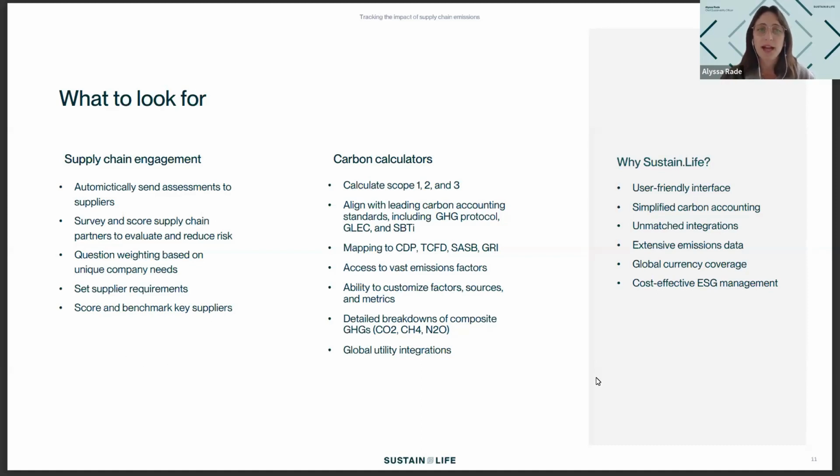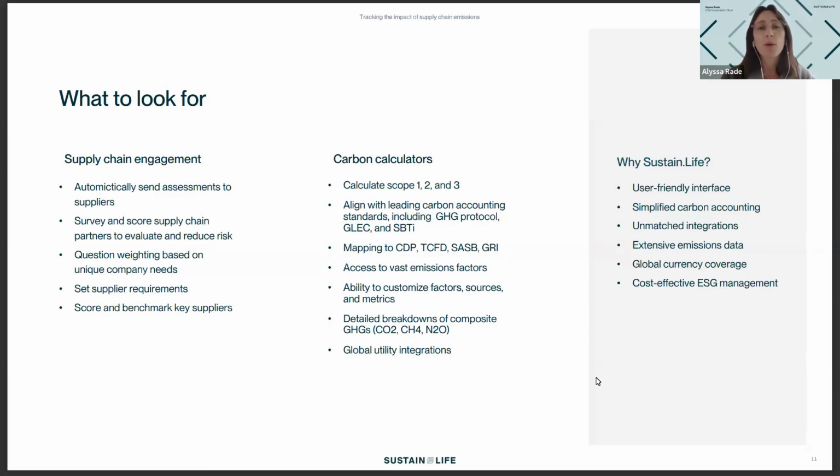On the carbon calculator side, it's really important that you look for a platform or services that support across all those scope 3 categories and align with the leading frameworks like the Greenhouse Gas Protocol or something like Science-Based Target Initiative. And if you do report externally, we know that's an increasing need of companies. Look for alignment with the key frameworks that are meaningful or that your stakeholders are asking you to disclose against. So whether that's a questionnaire like CDP or a framework like TCFD or SASB or GRI, let the tech do the work for you and help you with that reporting effort.